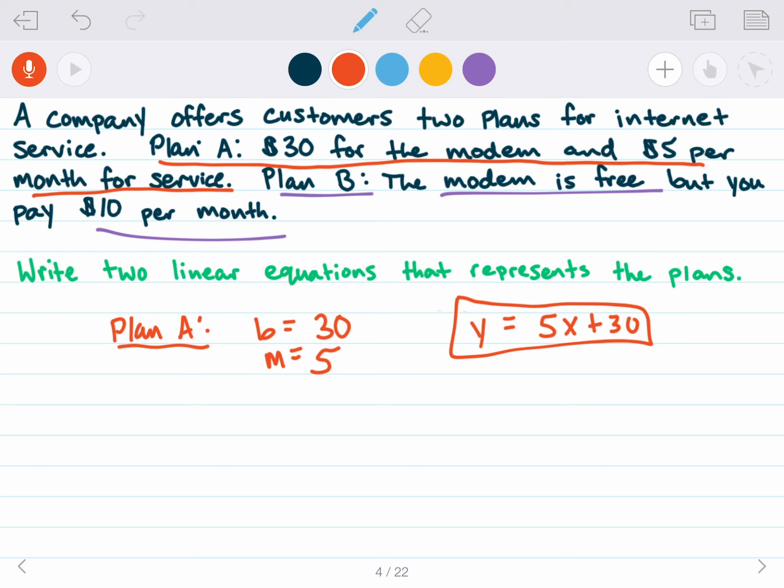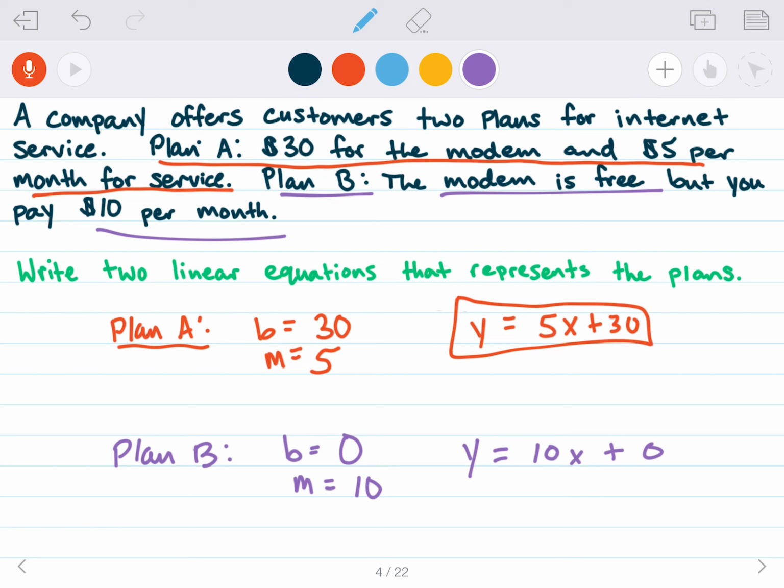Now let's go ahead and look at plan B. So plan B, the modem's free. So what is that telling us about our fixed cost? Our y-intercept is going to be 0, right? We don't have to pay anything for our fixed cost. However, it's going to be $10 a month. So the amount that I'm changing per month is 10. That's my slope. So y is equal to m, which is 10x plus b.